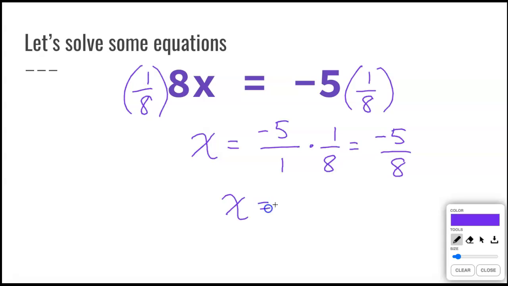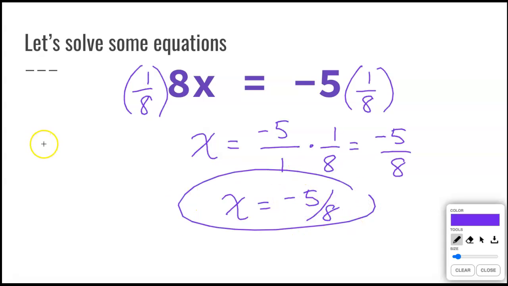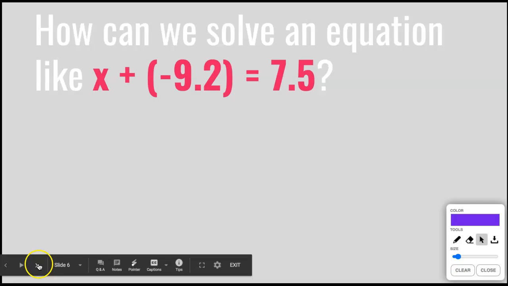So x equals -5/8. Again, if I'm going to check that, I would just want to see if 8 times -5/8 equals -5, and depending on how you do it, you may want to cross cancel the 8s, or you might want to put 8 over 1 and multiply as -40 over 8 to get -5, but either way, this checks out. Let's have you try one on your own.